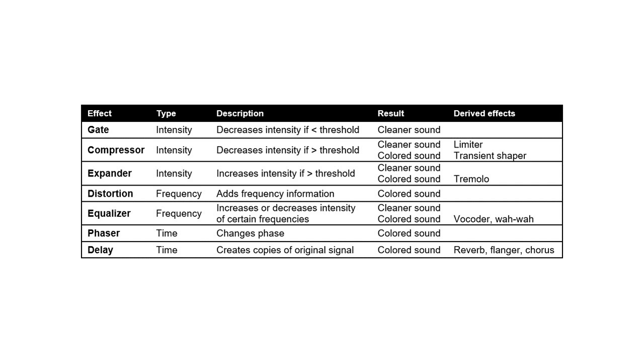Second, what you obtain when passing a signal through one of these effects, the results column, can be sorted out in two categories: a cleaner sound or a colored sound. A cleaner sound means that the effect has been used to remove some undesirable feature of the sound. For example, a gate might be used to clean up background noise. A compressor might be used to even out a performance. An expander might be used to bring up an interviewee's speech level to the interviewers for a better listening experience.